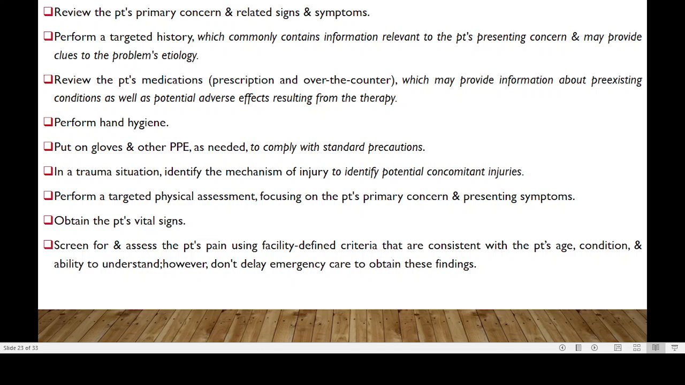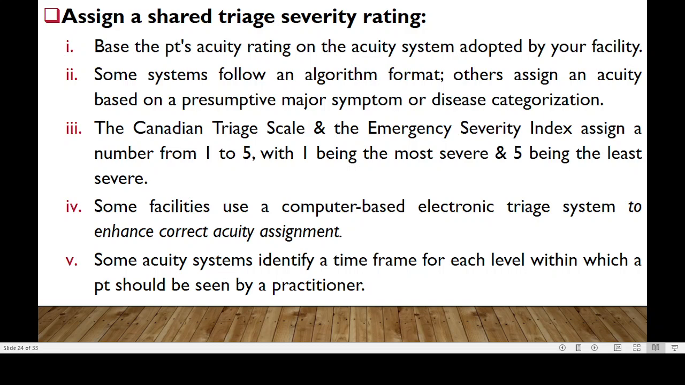Screen for and assess the patient's pain using the criteria that have been approved by your facility, and this has to take into account the patient's age, the condition, the ability to understand, and in some cases even gender. Don't delay emergency care just to obtain these findings. You can provide the emergency care, then obtain the findings.